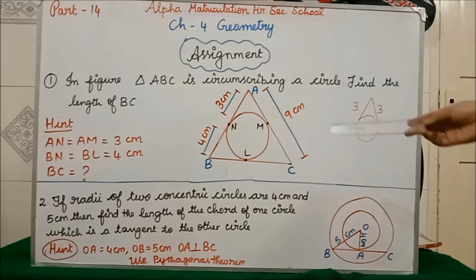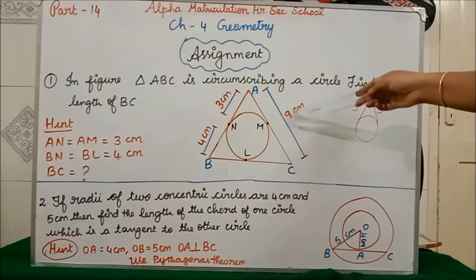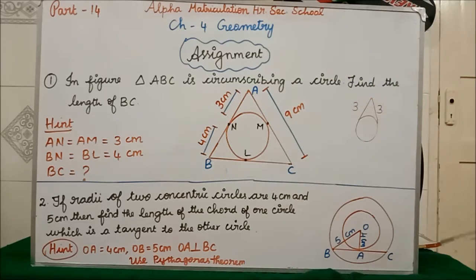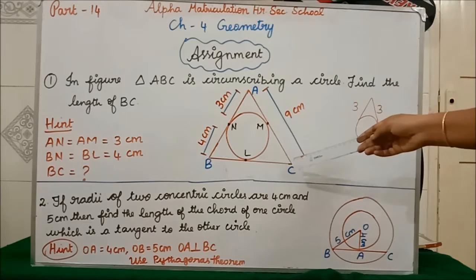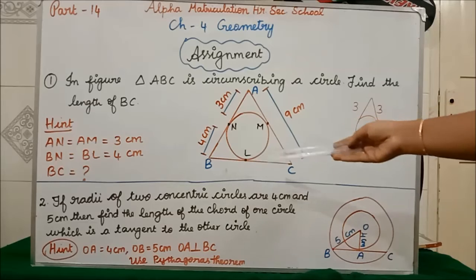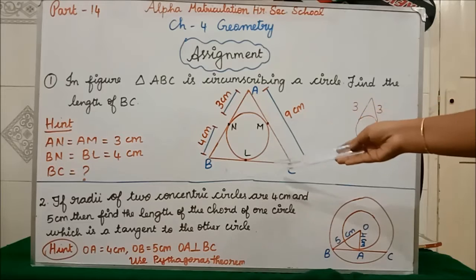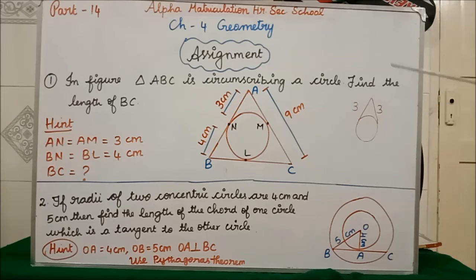Clear? With this, this of is 3 we know. Then what will be the remaining? 9 minus 3, then MC is what? 6. So, if MC is 6, then LC is also 6. So, that side BL we know 4, LC is 6. So, altogether BC if we add 4 plus 6 is what? 10. You have to write BC equal to 10 centimeter. You write with the explanation correctly. Clear? All of you clear about the first question? Only the one concept we are going to use here is exterior tangents are equal. That concept only we are going to use.